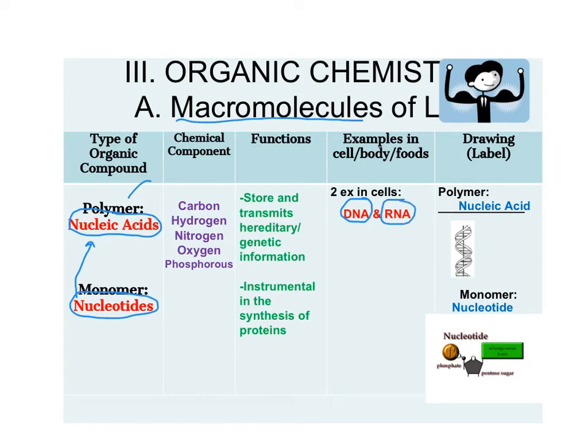Ribonucleic acid. And RNA is like the little helper of DNA. All right, so it's made of carbon, hydrogen, nitrogen, oxygen, and phosphorus. You're not going to need to know that in my class, so write it down if you want to, but you don't really need it.